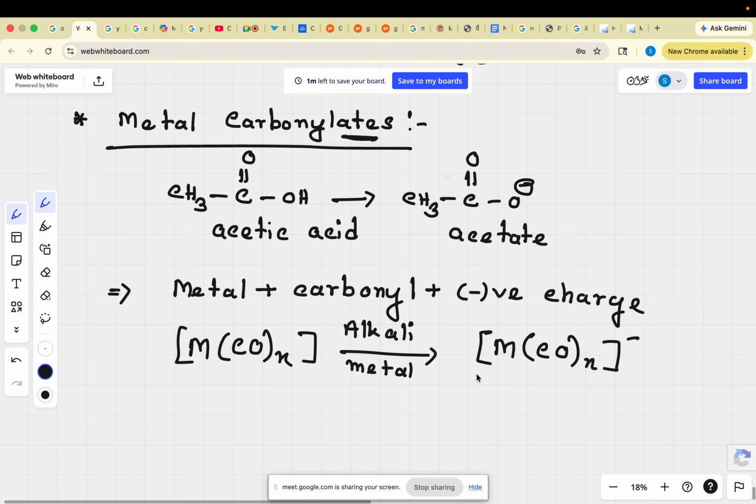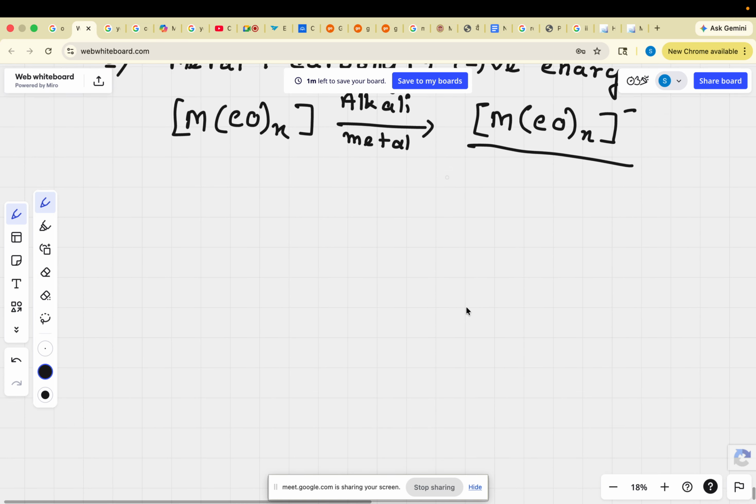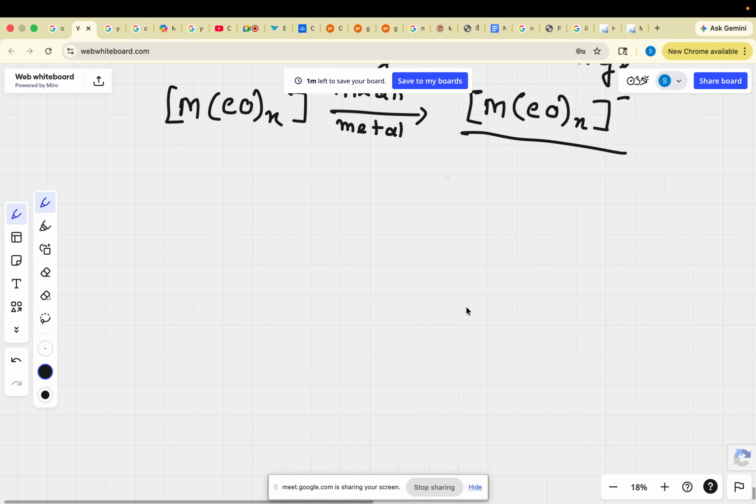Fine. So metal carbonylates mean this kind of thing. You need a metal center, you need a carbonyl ligand, and if it contains a negative charge, it is your metal carbonylate. Fine, done. So now we will move to the preparation. How to prepare this kind of metal carbonylates. So give a heading, preparation.